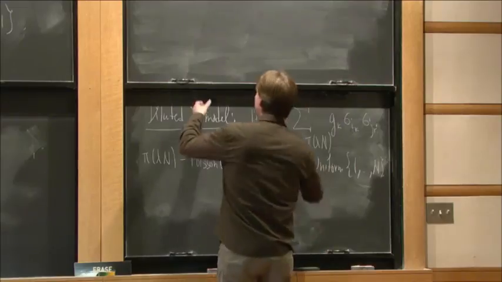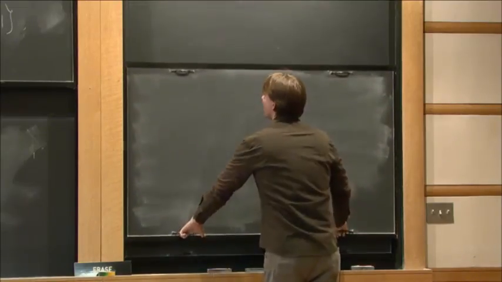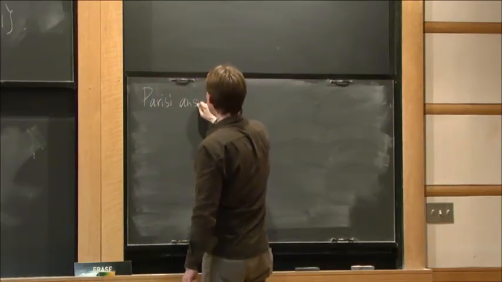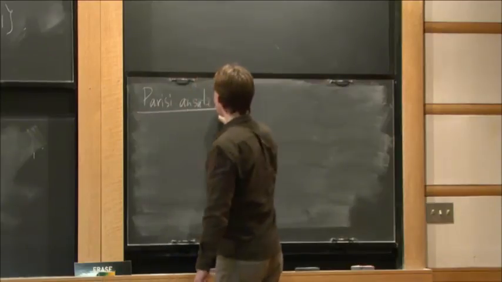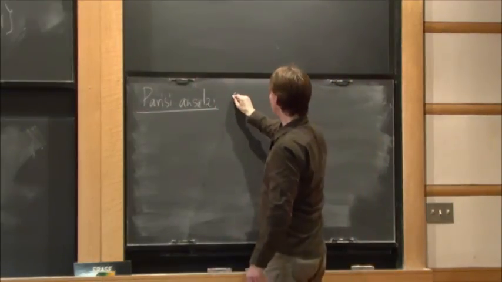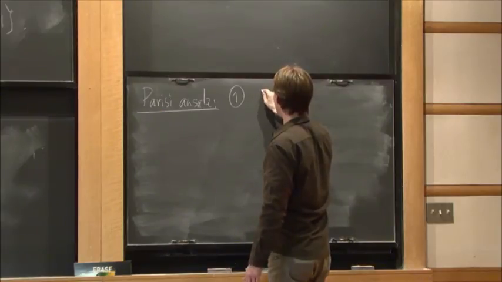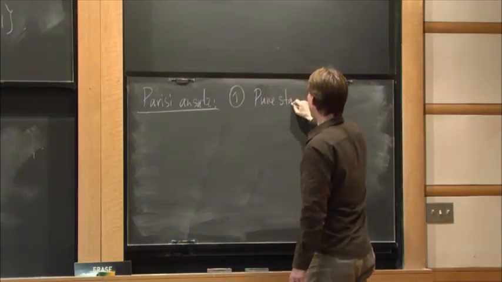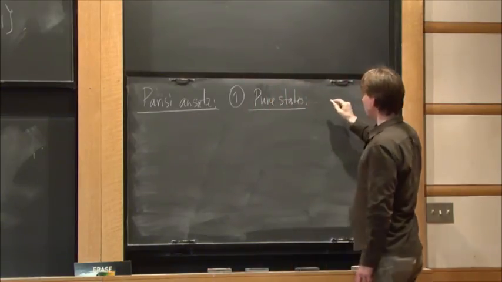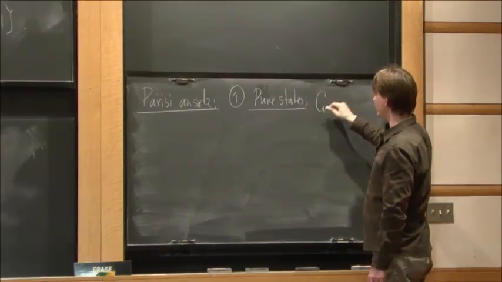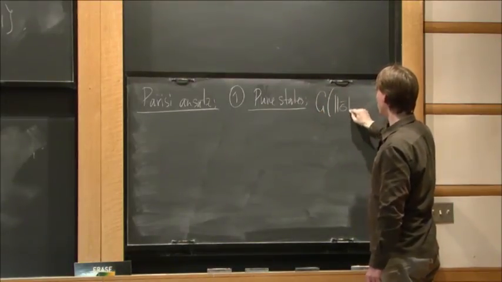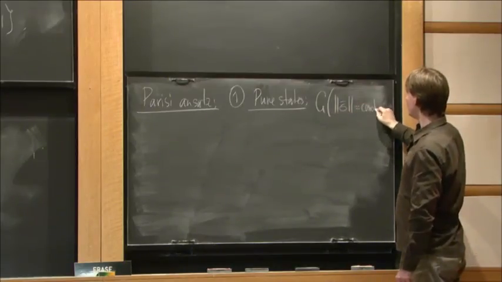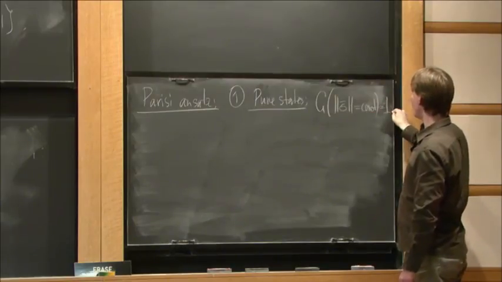So let me start with what the Parisi ansatz predicts in the SK model. First of all, a simple property, what the physicists would call the pure state picture. Basically, it says that in the limit, when we look at this random measure, it will always live on a sphere, we are in L2, so this is a norm in L2, of non-random constant radius with probability 1.